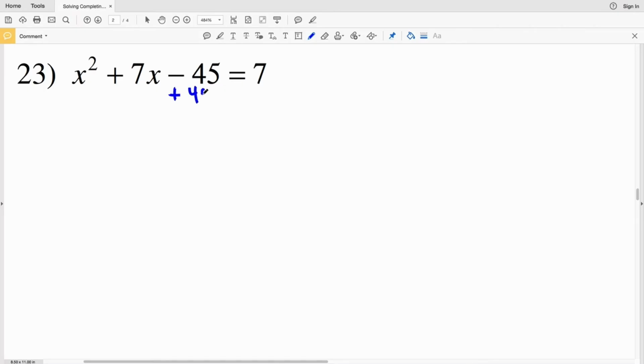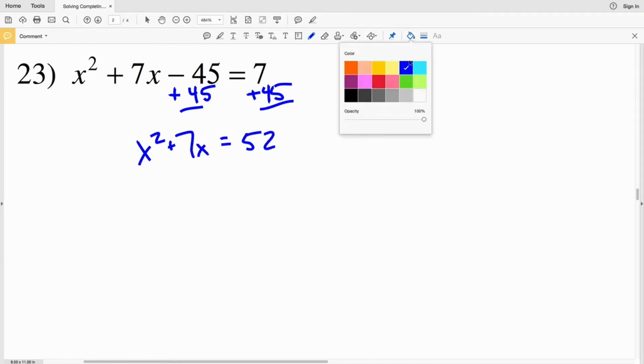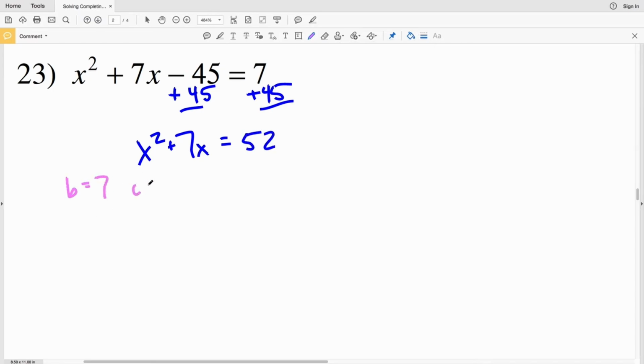However, I need to move this constant to the other side, and I'll do so by adding 45 to both sides. So I'll get x squared plus 7x equal to 7 plus 45, which is 52. So now I'm going to complete my square on my left-hand side. If my b value is 7, my c value is going to be 7 over 2 squared, which 7 divided by 2 is equal to 3.5, and when we square that, 3.5 squared equals 12.25.